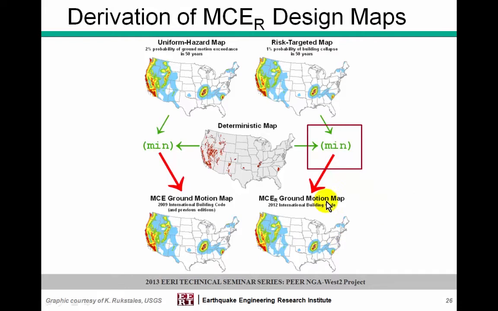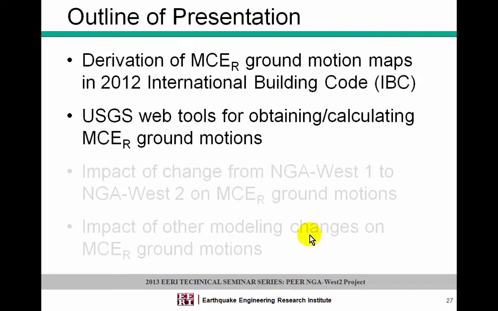Okay, so now we have the probabilistic risk targeted part, the deterministic part, and the minimum of those two is what becomes the MCR ground motion map that we see in the 2012 IBC. Okay, so we've gone over the derivation of the MCR maps. Again, that's more complicated than it used to be, but we're trying to create web tools that make it easier to get at these values and also to help you with site-specific assessments.